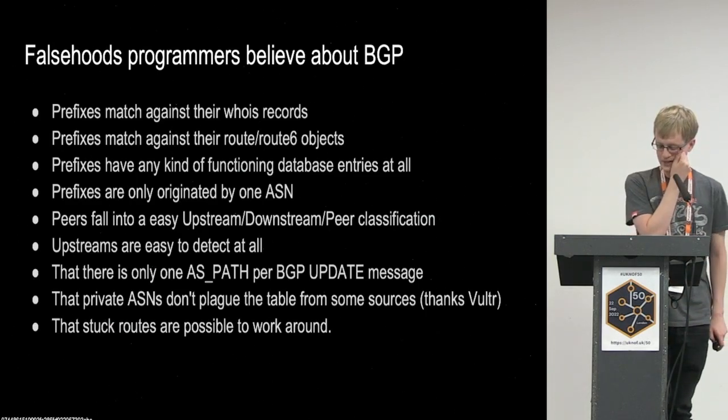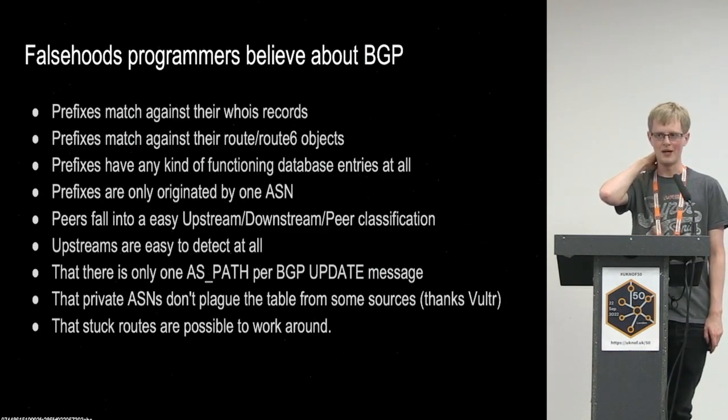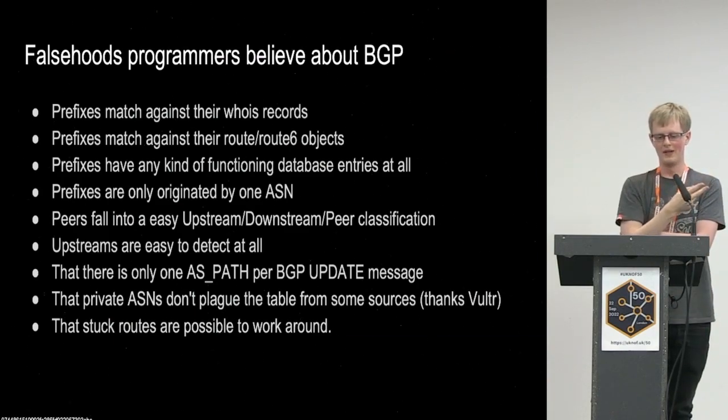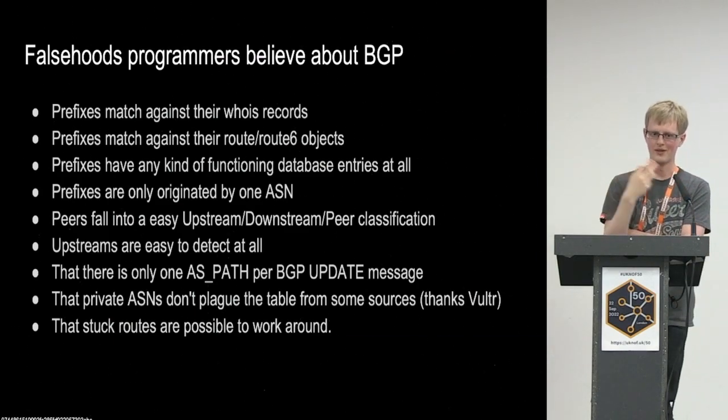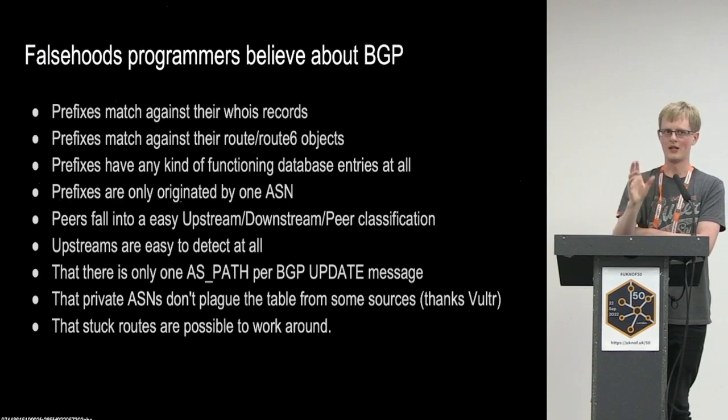My favorite one, and this literally ruined one evening, pretty hardcore, that there is only one AS path per BGP update. So it is theoretically possible for you to put 2 AS paths. Well, there's nothing stopping you in the protocol from doing so. Putting 2 AS paths in a BGP update. And the normal way you do this is that there's an internal confederation that is actually transmitted separately.